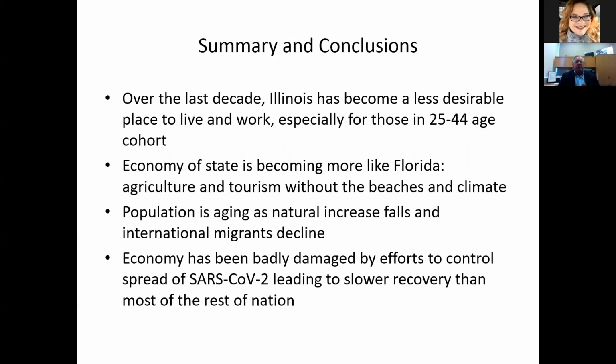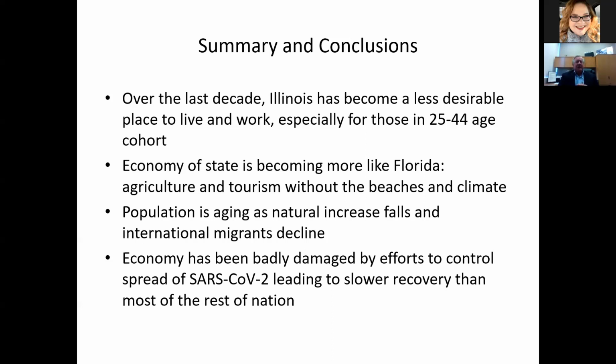So, as far as summary and conclusions of my presentation, I'd like to stress the following. Over the last decade, you can't deny the fact that Illinois has become a less desirable place to live and work, especially for those in the 25 to 44 age cohort who have taken their children, the future 18 to 24-year-olds, and moved somewhere in search of employment, and it's almost always been in search of an occupation that will allow them to have a stable career for at least the period during which they are raising their children.